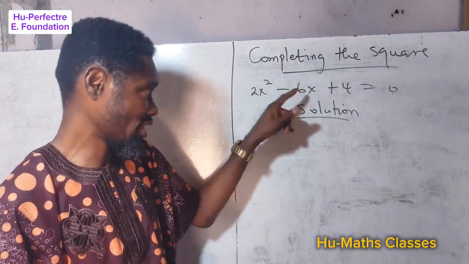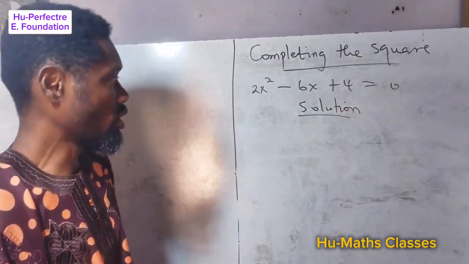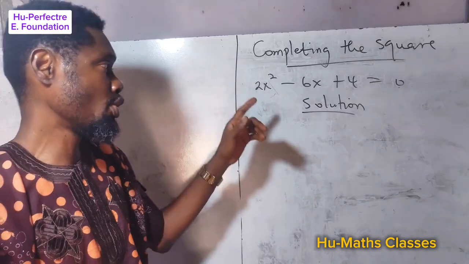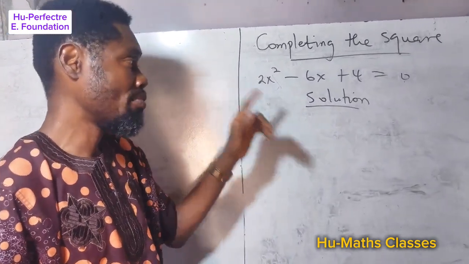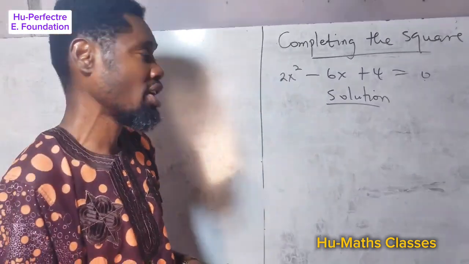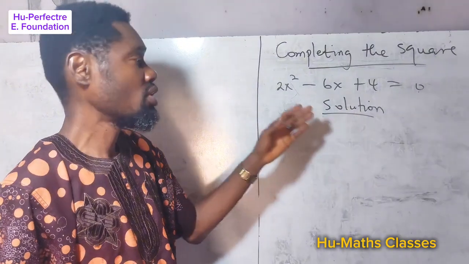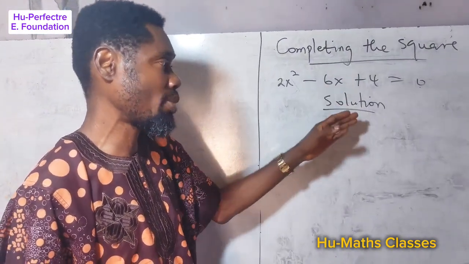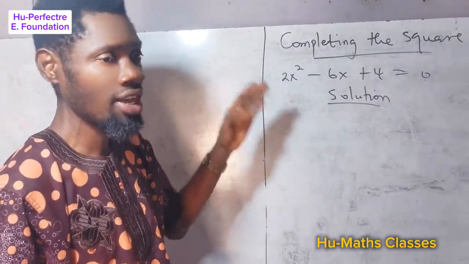2x squared minus 6x plus 4 is equal to 0. We are asked to solve using the completing the square method. There are a lot of equations that come in this form. Solve the following quadratic problem using the completing the square method.